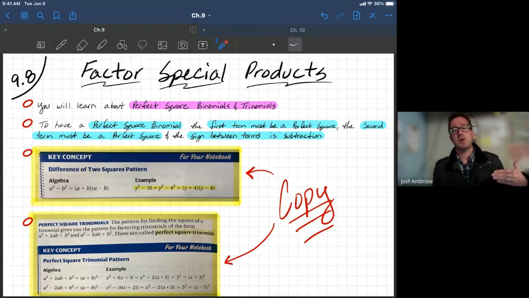So what you want to take the time to do is just this. Is it a perfect square binomial? This is how you test it. Look at the first term, and that must be a perfect square. If it is, move on. Look at the second term. That must be a perfect square.